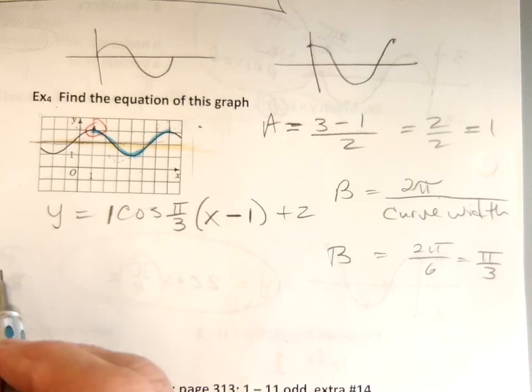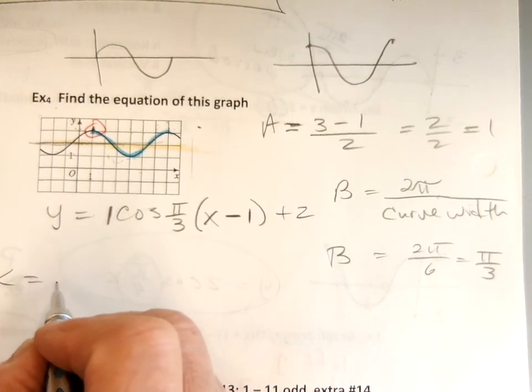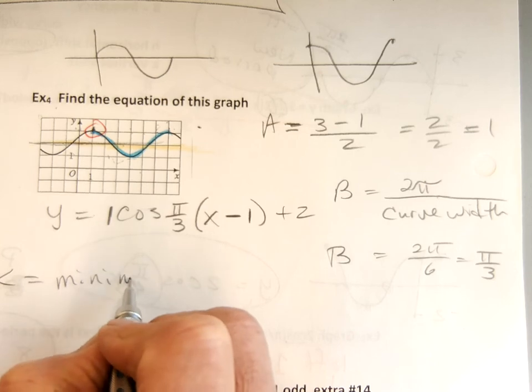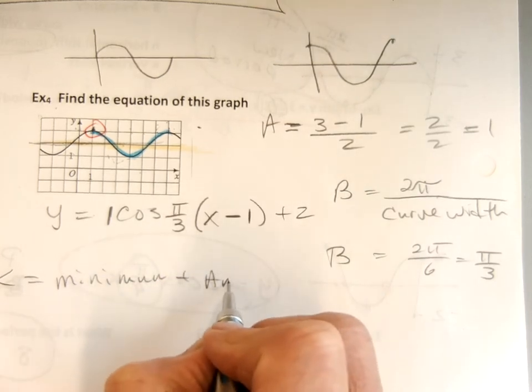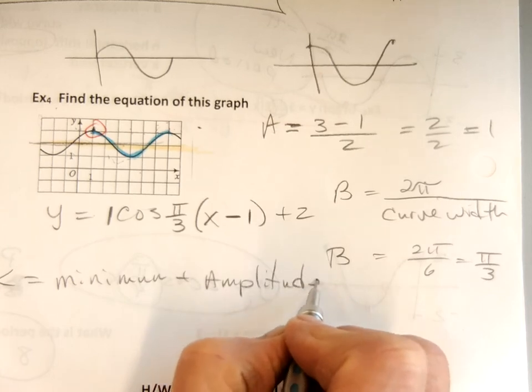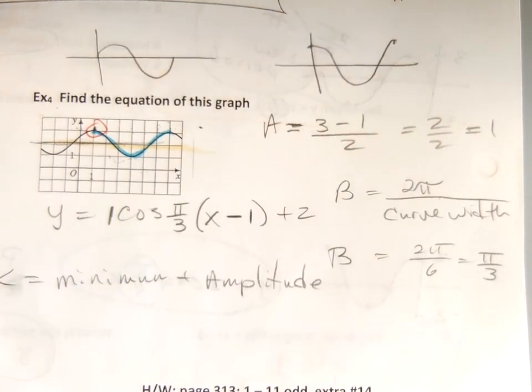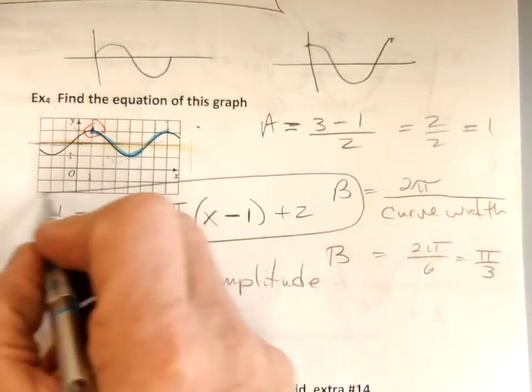If you can't find the value of k, it's always going to be the minimum plus the amplitude. If you have a hard time seeing that it got bumped up 2, visually the whole curve just got moved up 2. You guys see it? Yeah. If you can't see, it's the minimum, which is, what's the minimum? 1, right? Plus the amplitude, which is 1. 1 plus 1 is 2. And that always works. Find that vertical shift. So, there's my equation, right? What do you think?